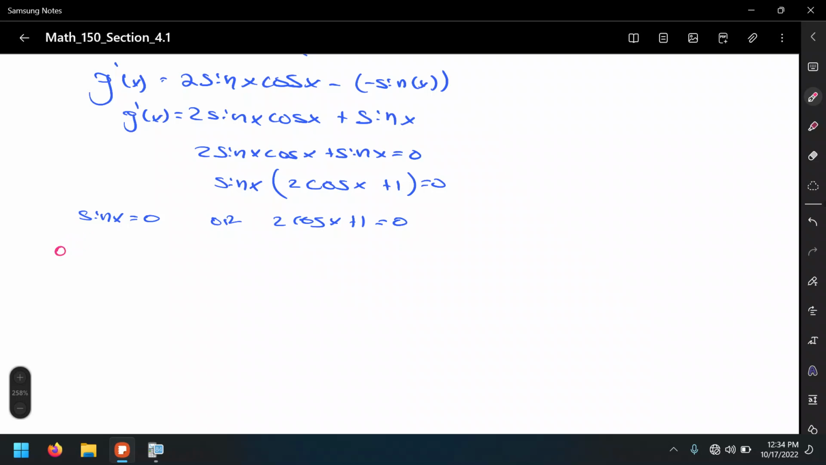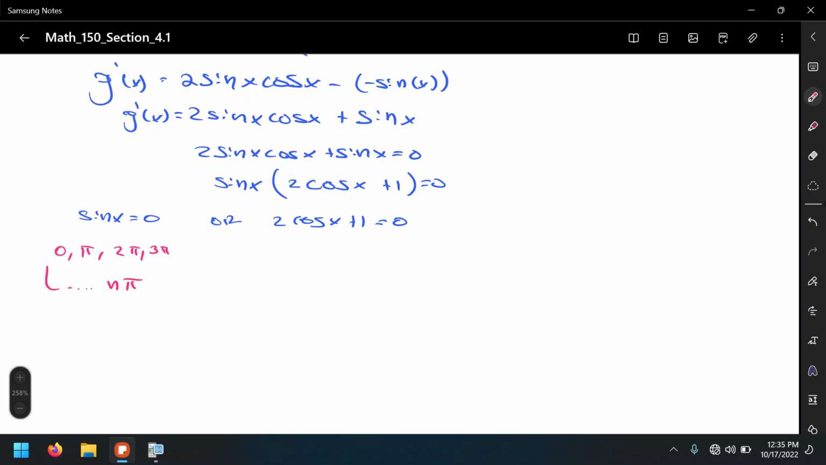Is there another one? 360 or 2 pi? Anything between 0 and 2 pi? Pi? 2 pi? 3 pi? Etc. N pi. Let's call it n pi. Multiples of pi, for n being an integer.